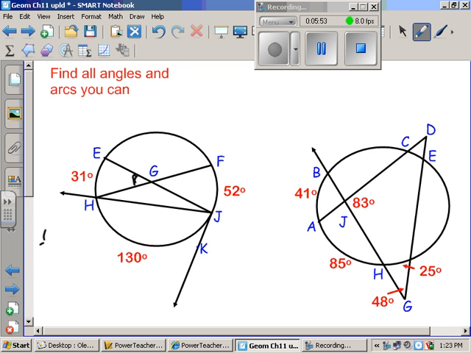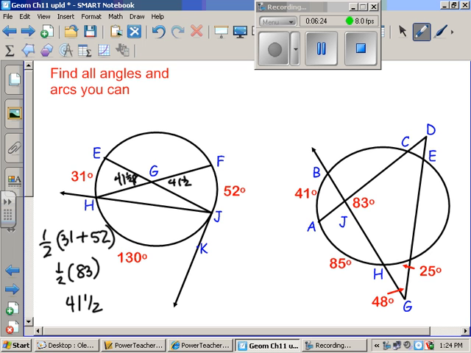So I know it's half the measure of the sum of the two arcs. So half of 31 plus 52, which is half of 83, which is 41 and a half. So this angle is 41 and a half, and this angle is 41 and a half.